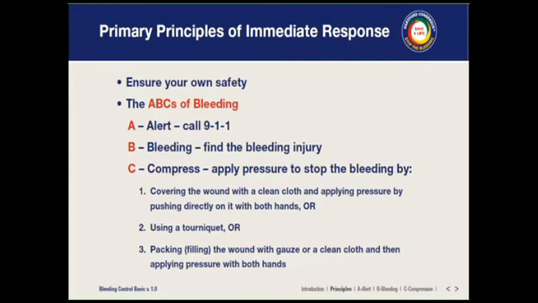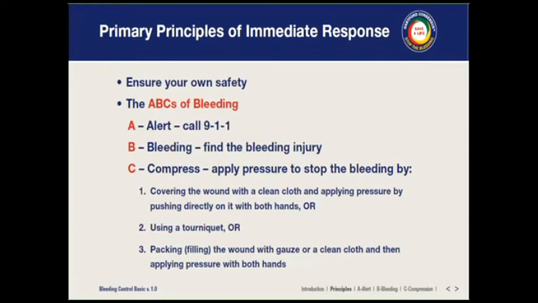The ABCs of bleeding, the first step is to alert people. Presumably, folks know what's going on, but that's not an assumption that can be made. So reaching out, again, similar to CPR, calling 911, whether it's making a phone call, texting, the internet, get help, get people aware of what's going on.